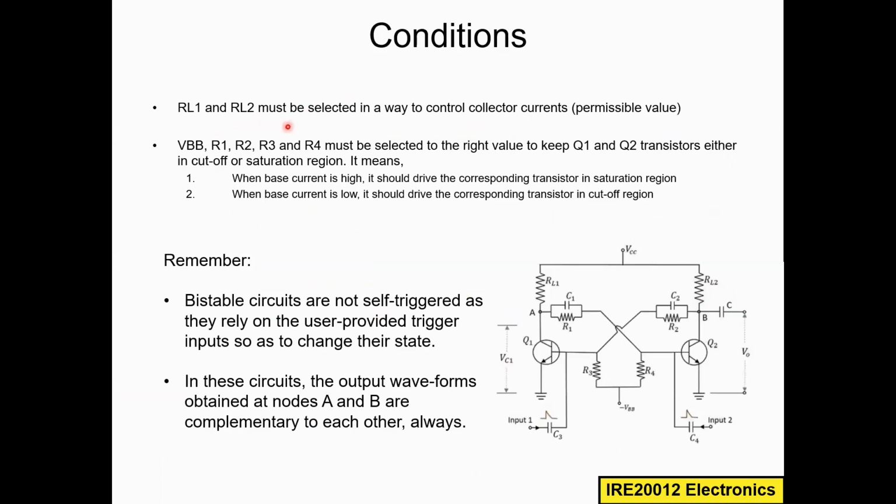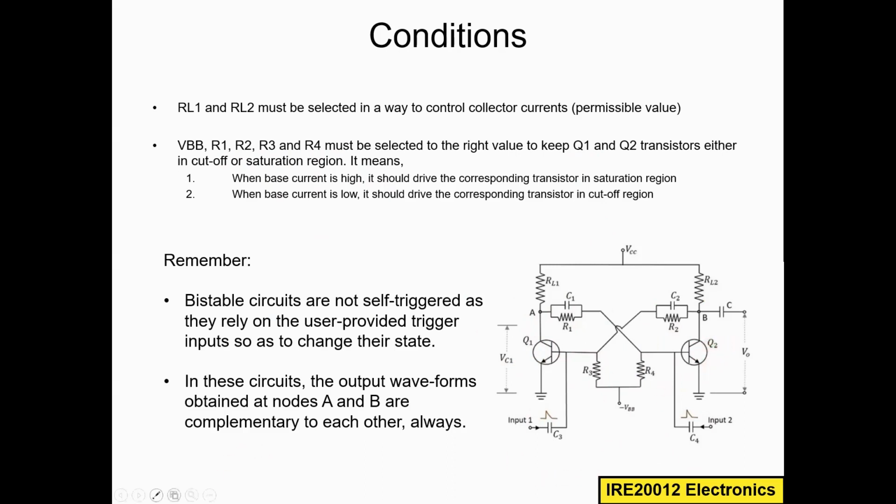Here RL1 and RL2 must be selected. There are some conditions in this bistable multivibrator. You have to select RL1 and RL2 in a way that can control the collector currents, and also VBB and R1, R2, R3, R4. These values must be correct in order to keep Q1 and Q2 either in off condition or on condition. On condition means you are driving the transistor in the saturation region. Off condition means you are driving the transistor in the cutoff region.